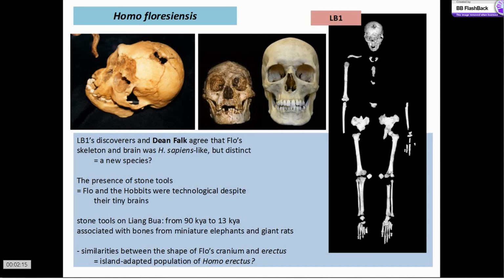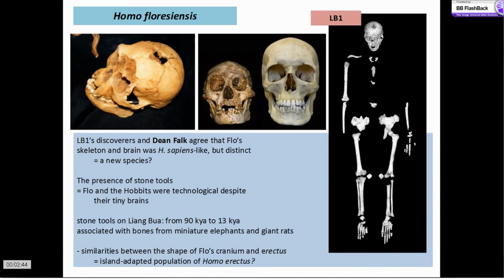We're going to talk about humans as a cultural history through tools. But before we get to that, I want to remark first of all on the bones that she was found with, right? So Flo's people were probably eating miniature elephants and giant rats, little 3 foot tall elephants, and then big, like 3 foot long rats. And so what I wanted to get to is these are island adapted humans.